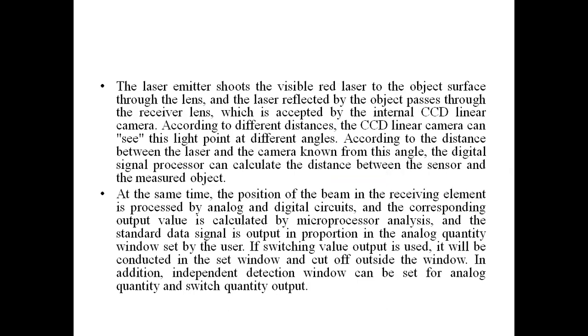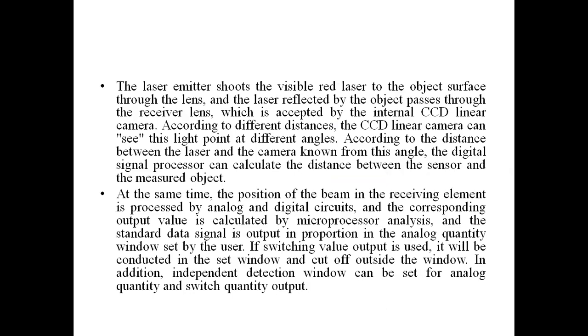We have a visible red laser directed at the object surface through the lens, which is reflected by the object and passes through the receiver lens, as well as the internal CCD. According to the different distances, the linear camera can see the light point at different angles. According to the distance between the laser and the camera and the known angle, the digital signal processor can calculate the distance between the sensor and the measured object.